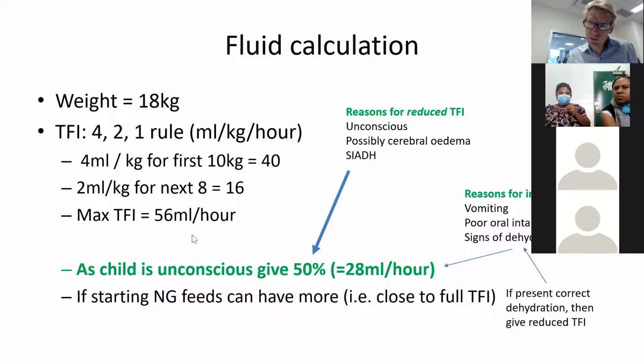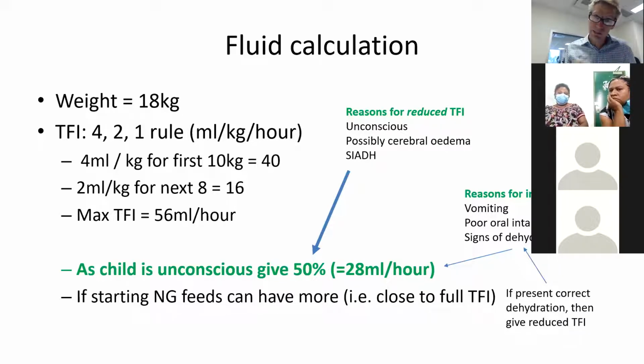But if you gave her 56 mils an hour, that's her full maintenance fluid, her face would start getting swollen and she'd get cerebral edema, right? So in a child who's unconscious, you should never give them full maintenance fluid unless they're dehydrated. I usually start with half that. Half of 56 is 28 mils an hour. Sometimes children need a bit more, sometimes less. But if you're giving intravenous fluids to an unconscious patient, start with about half their full maintenance fluid.